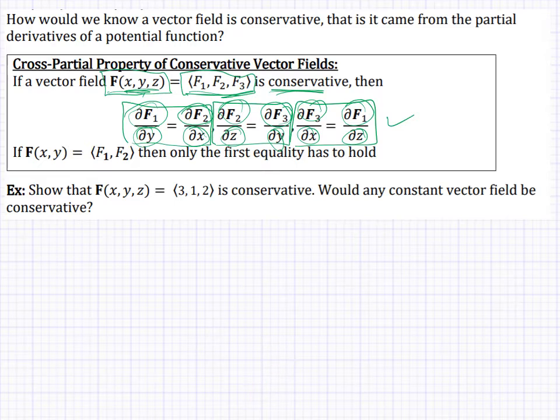All right. If it's only two-dimensional, then there is no z, and there is no f3, and therefore this isn't here, this isn't here, this isn't here, this isn't here. Anything with an f3 or a z is gone, then this is the only piece that you need to know. So as long as this first equality holds, then it's conservative.